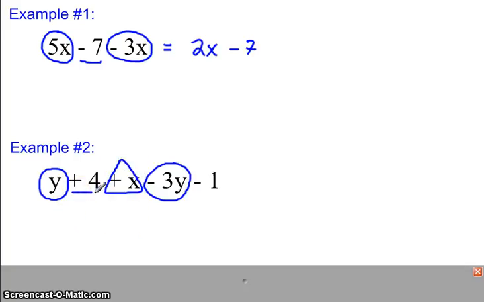And then I've got my constants, which is a positive 4 and a negative 1. So when we combine all these, I got a 1y plus a negative 3y, which would give us negative 2y. I've got 1x here.